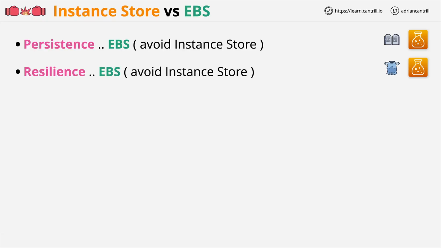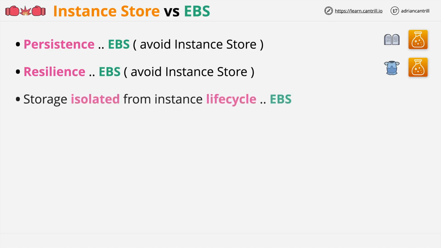Next, if you have storage which you need to be isolated from instance life cycles, then use EBS. So if you need a volume which you can attach to one instance, use it for a while, unattach it, and then reattach it to something else, then EBS is what you need. These are the scenarios where it makes much more sense to use EBS. For any of the things I've mentioned, it's pretty clear cut. Use EBS, or to put it another way, avoid instant store volumes.